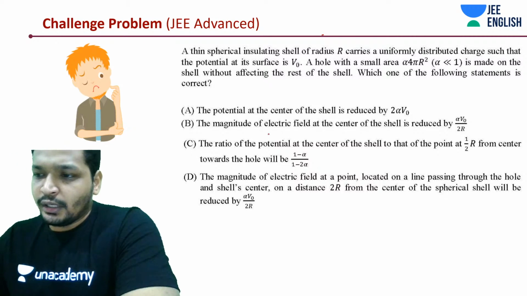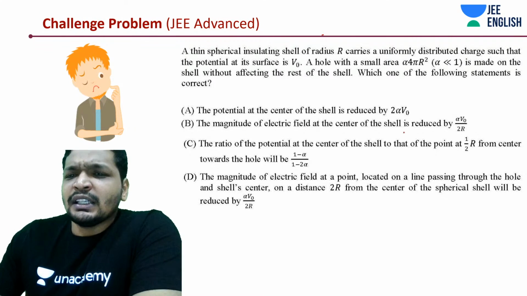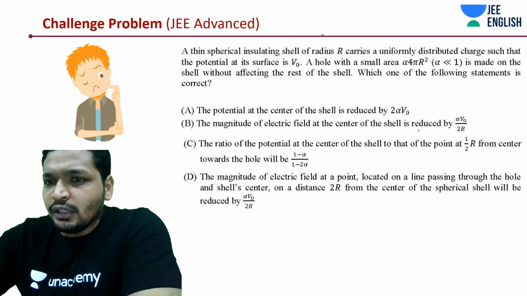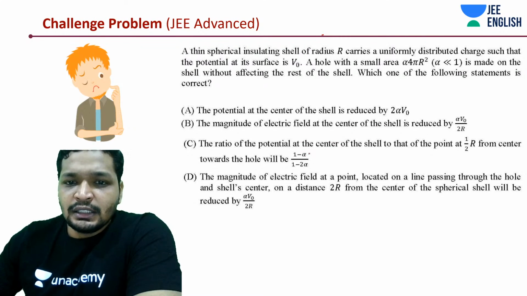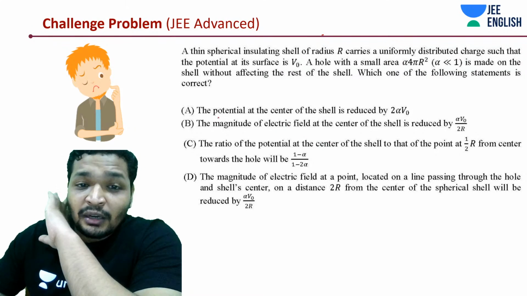All right. The magnitude of electric field at the center of the shell is reduced by alpha into V naught divided by 2r. Okay, so let's analyze this point. Analyze each and everything, and what all is being asked to you. One is they are talking about potential.